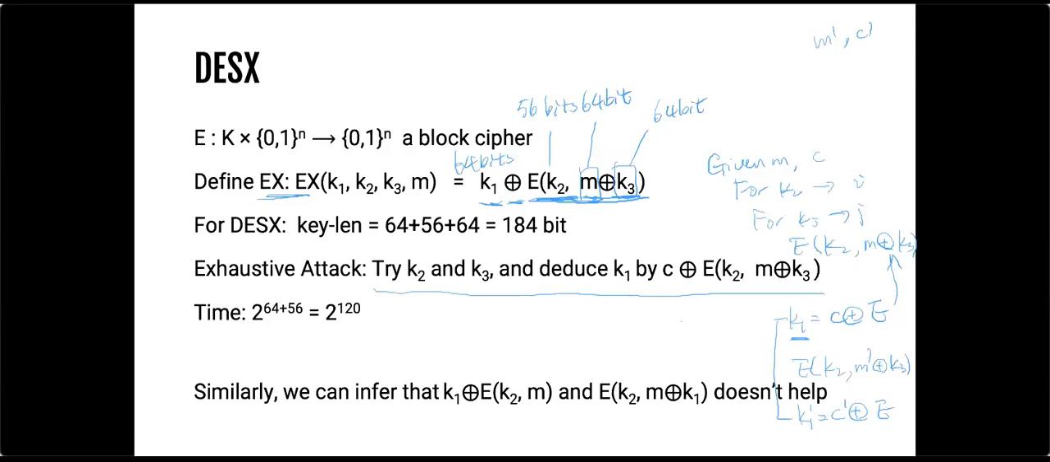But if they are not equal, that means we cannot come up with a combination of K2, K3, and K1 that can make M and C and M prime and C prime consistent. So we move on from K2 and K3 and try other values. In this case, we need more pairs of M and C. We probably need two or three or even more.